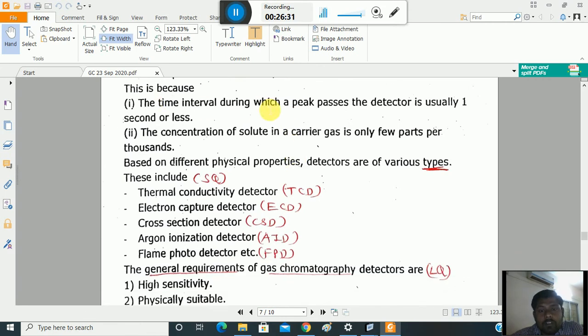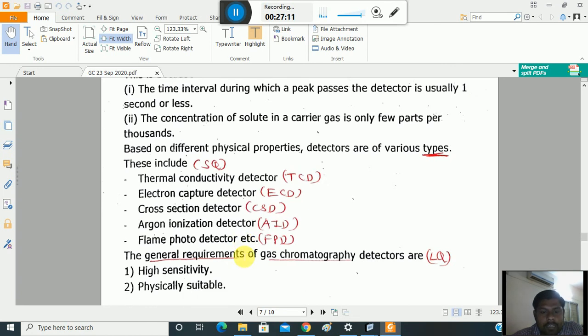The time interval during which a peak passes the detector is usually 1 second or less. The concentration of a solute in a carrier gas is a few parts per thousand, that is ppt. If the solute present in a carrier gas is at ppt concentration, it must be easily detected with the help of detectors. The types of detectors in our syllabus are: thermal conductivity detector (TCD), electron capture detector (ECD), cross section detector (CSD), argon ionization detector (AID), and flame photometric detector (FPD). Those are the detectors used in gas chromatography.